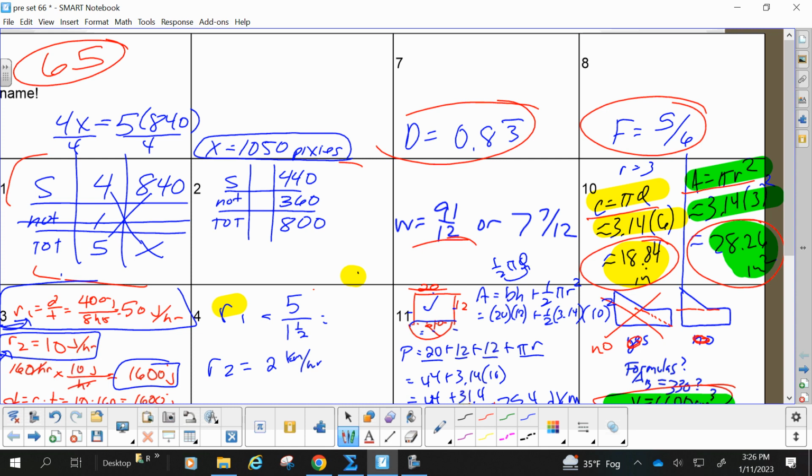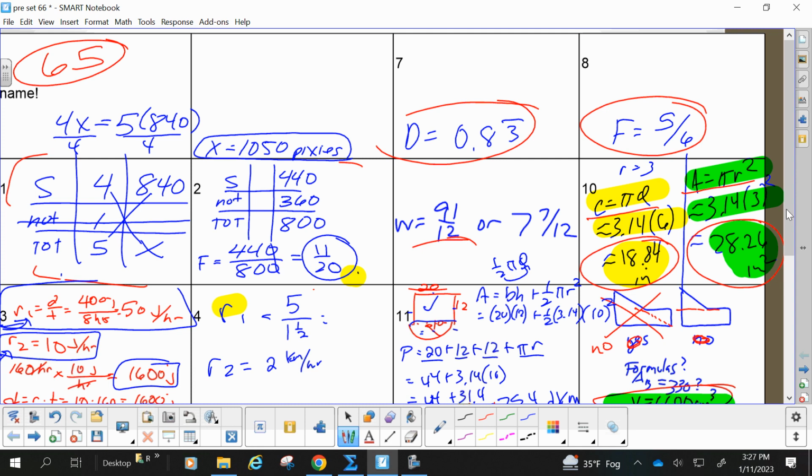The question is what fraction were seen? So we're going to compare seen to something. Should we compare seen to not seen or seen to total? Seen to total. So we're going to take 440 seen out of 800 total and reduce. I can take a 10 out of each. What goes into 44 and 80? 4. So we get 11 over 20, right? Okay, your answer is 11/20.